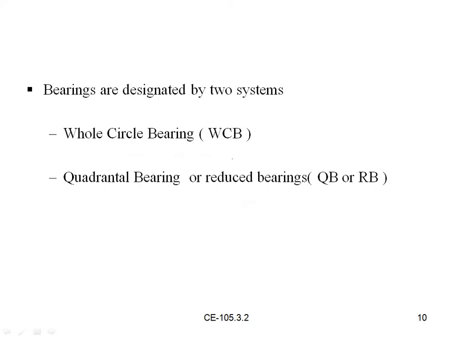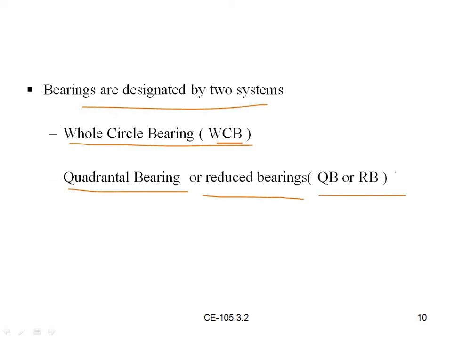So the next is, bearings are designated by two systems. One is WCB, whole circle bearing, and the next one is quadrantal bearing or reduced bearing. So QB or RB, quadrantal bearing or reduced bearing.